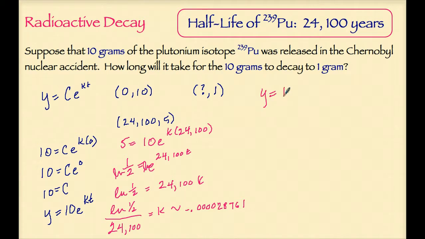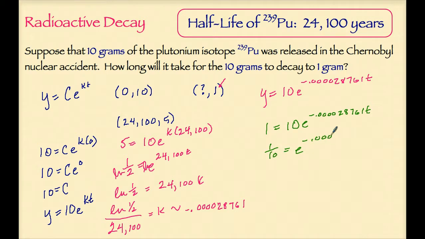So here is my specific function: y equals 10 e to the negative 0.000028761 t. Now let's use this function to find when the isotope will decay to 1 gram. 1 equals 10 e to the negative 0.000028761 t. Dividing both sides by 10 gives me 1/10 equals e to the negative 0.000028761 t. Taking the natural log of both sides, I end up with the natural log of 1/10 is equal to that number that I keep saying over and over again.